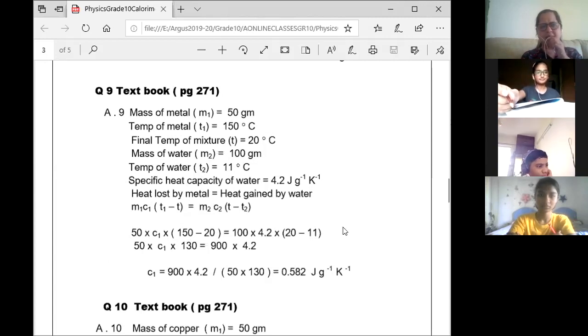Now everything is in grams, children. Now listen, please do not convert this mass of the metal into kg. Why? Because this is the most important thing: if the specific heat capacity of water is given in joule per gram per Kelvin, then because gram is there, you will not do any conversion. You will just leave it as grams. So everything is in grams, so no need of doing the conversion, and you will get the answer also in grams.